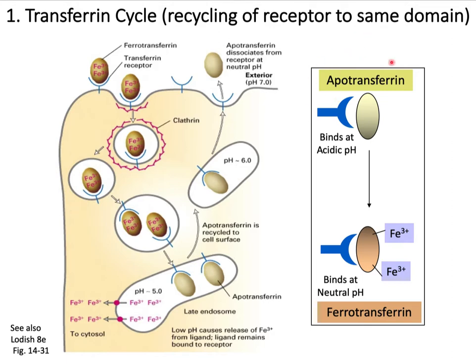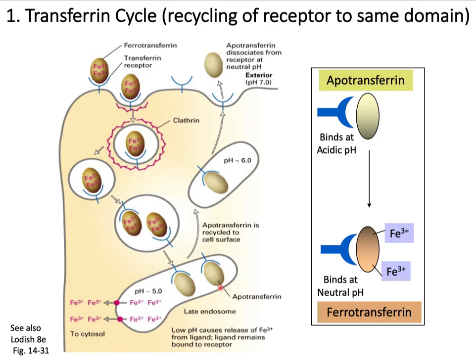And apotransferrin can take on different conformations or forms. When it's not bound to iron, it is known as apotransferrin, and when it's bound with two irons, it is known as ferrotransferrin. What is interesting is that apotransferrin and ferrotransferrin have different affinities for the transferrin receptors depending on the pH of the surrounding environment.